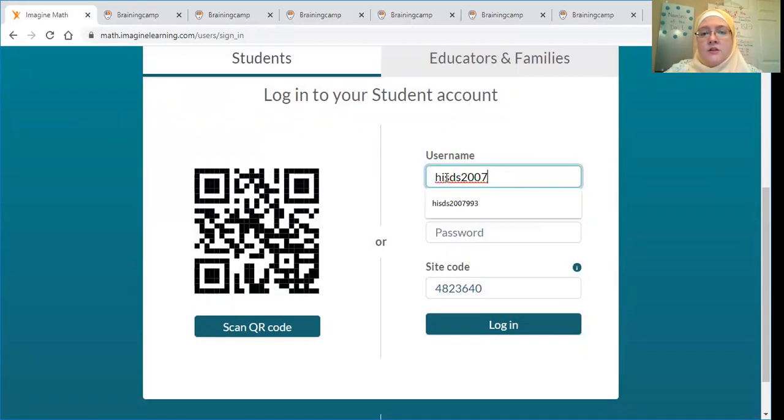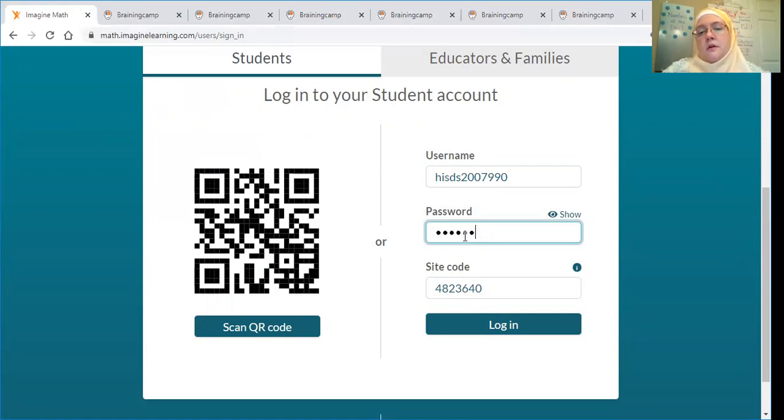It's going to have HISDS to it, and then the number is going to be your own. It's going to be specific to you, but let's just say this was my number, and then I'm going to have a password. My password is going to be my initials and then a 4-digit code. All right, so my username and my password. This is where I'm going to play all of those fun games that are made just for me. And in case you need it, the site code is going to be the same for everybody, but you will need these too. So make sure you ask your teacher.